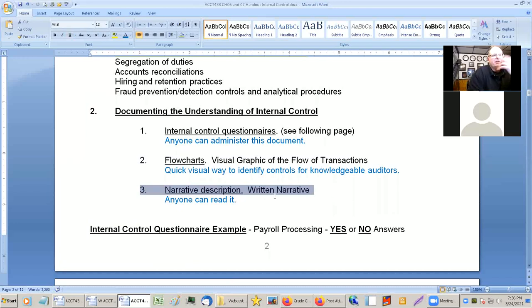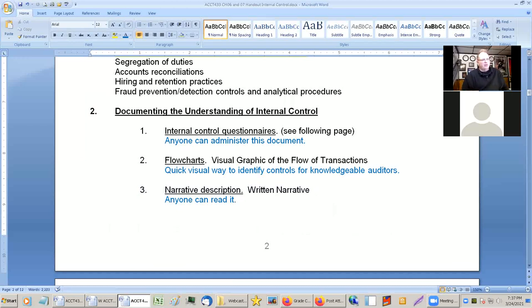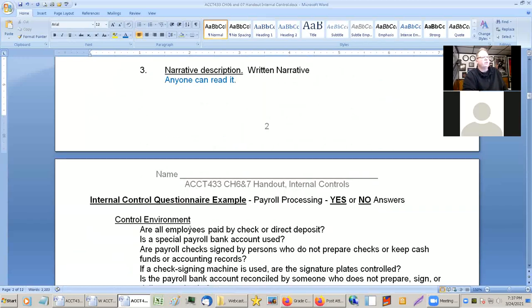But I would spend some time and I'd always get this really down, the narrative, and then make the flowchart of it. The nice thing is anyone can read it. You can hand this to somebody and say, this is how they do it. This is the internal control. Okay, so internal control questionnaire.